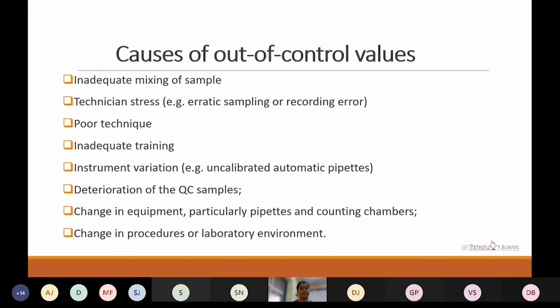Now, what are the causes of out-of-control values? Some technical errors can be there: inadequate mixing of the sample, poor technique, instrument variation, change in the procedures of the laboratory, change in equipment, inadequate training.